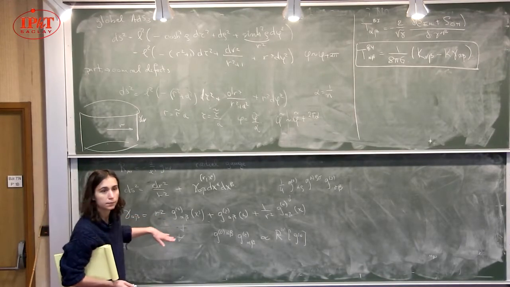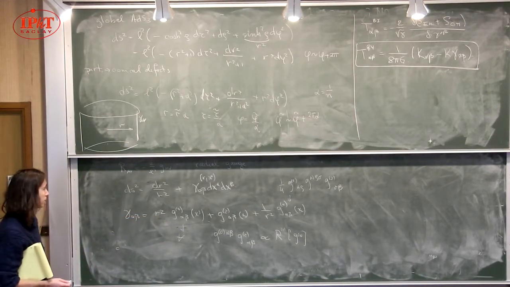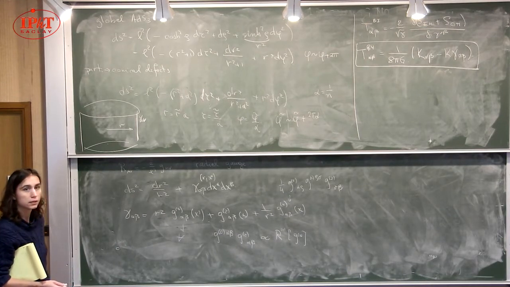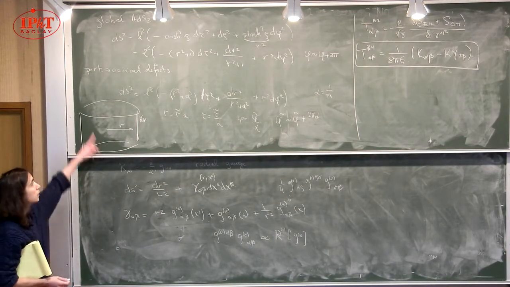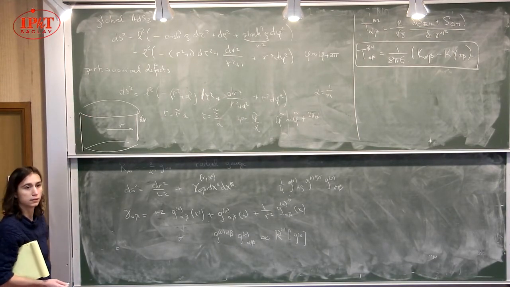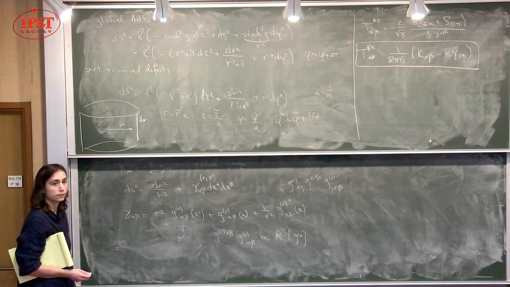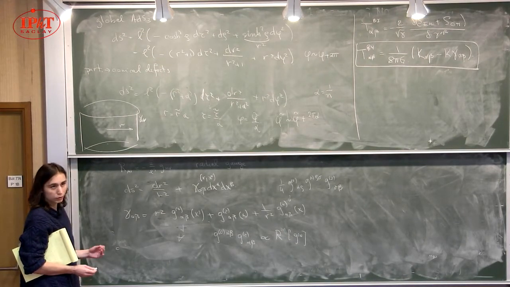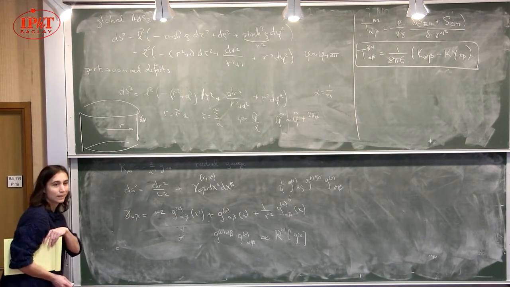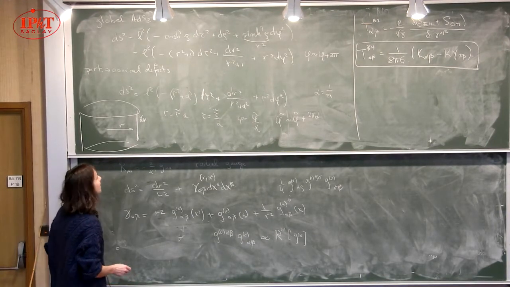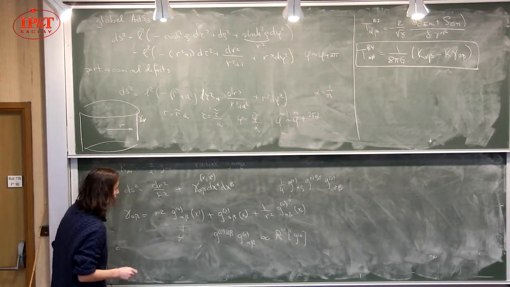Yes, I think the powers are the opposite. R goes to infinity. I'm keeping the same conventions as over there. Z goes to 0. I can choose R such that it goes to infinity at the boundary, and this agrees with that convention.